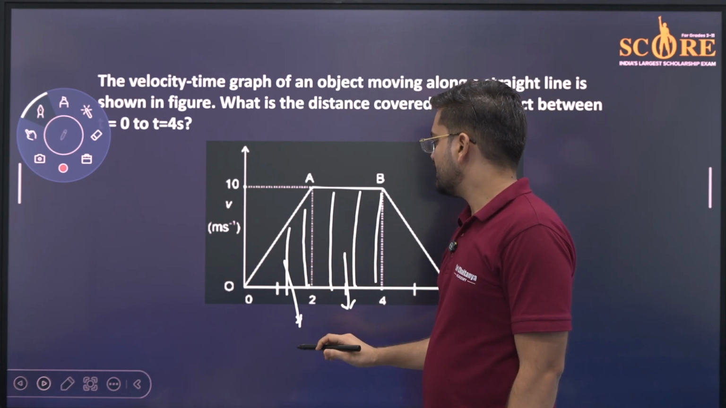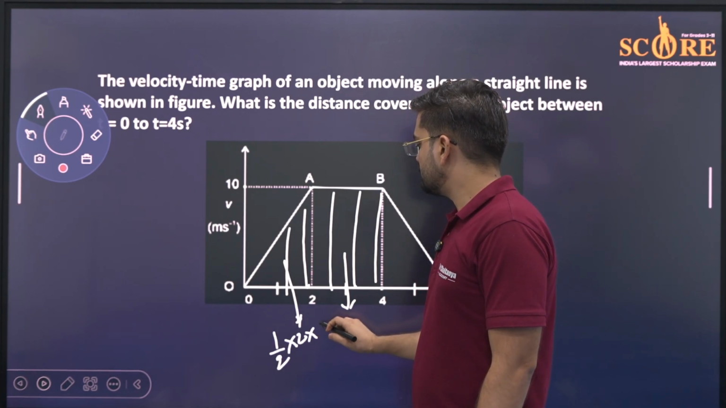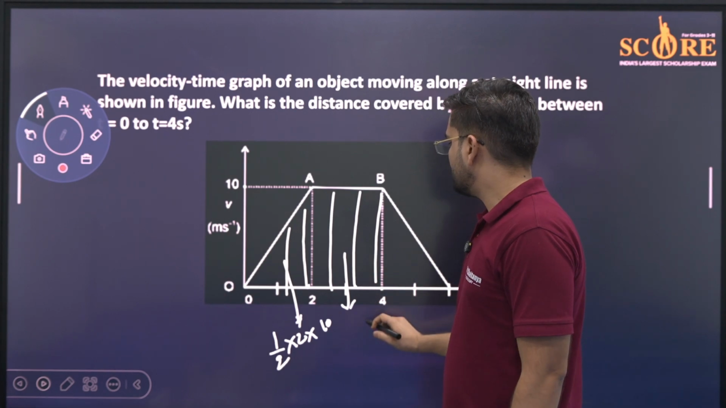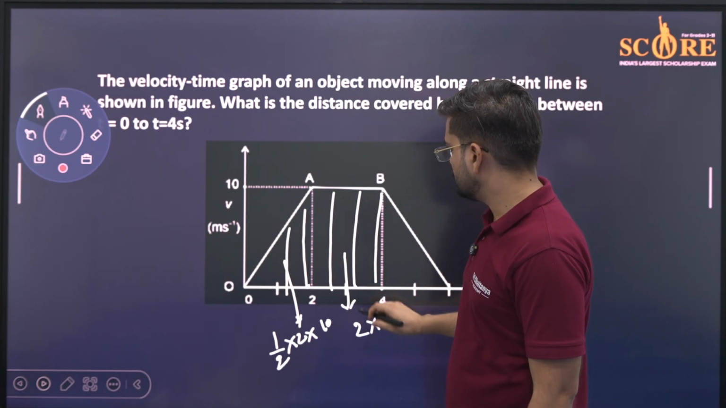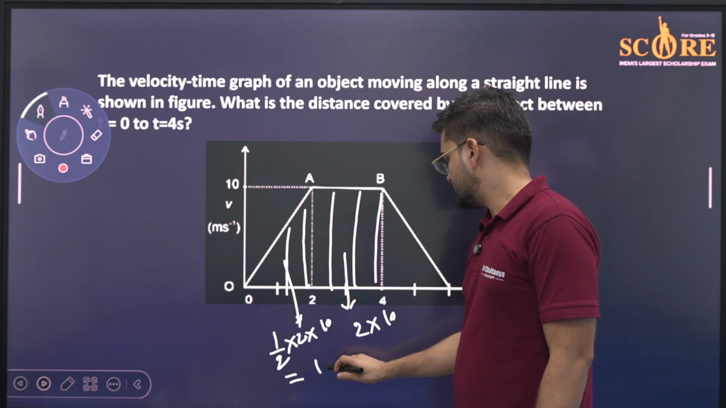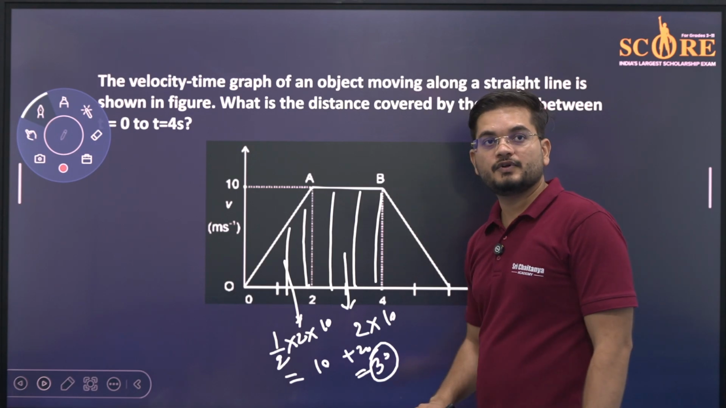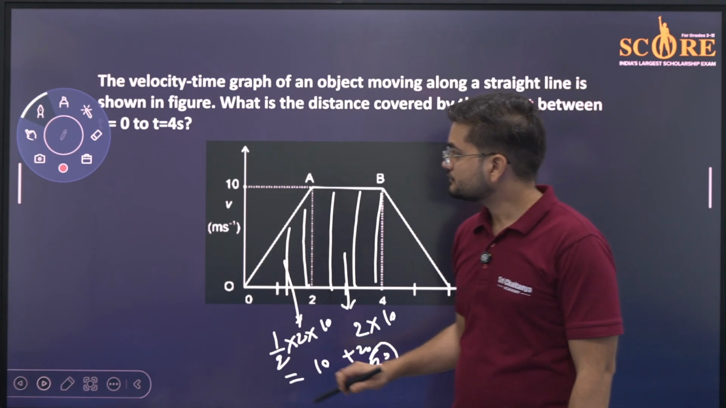The area of the triangle is half base into height, and the area of the rectangle is 2 into 10. So the answer is 10 plus 20, 30 meter. Clear?